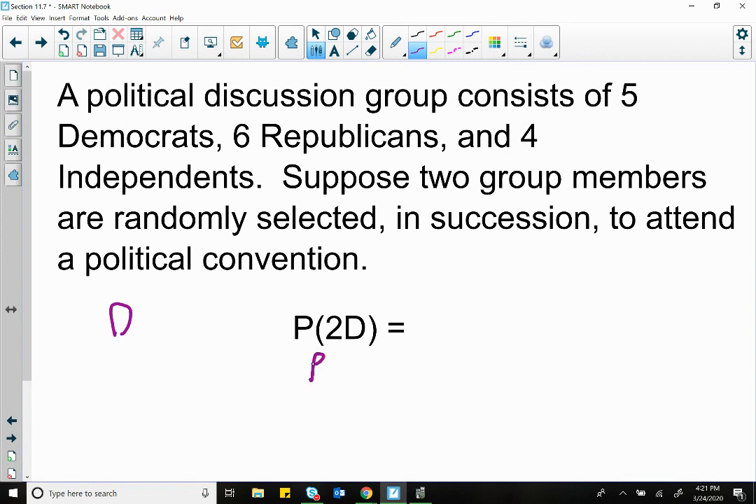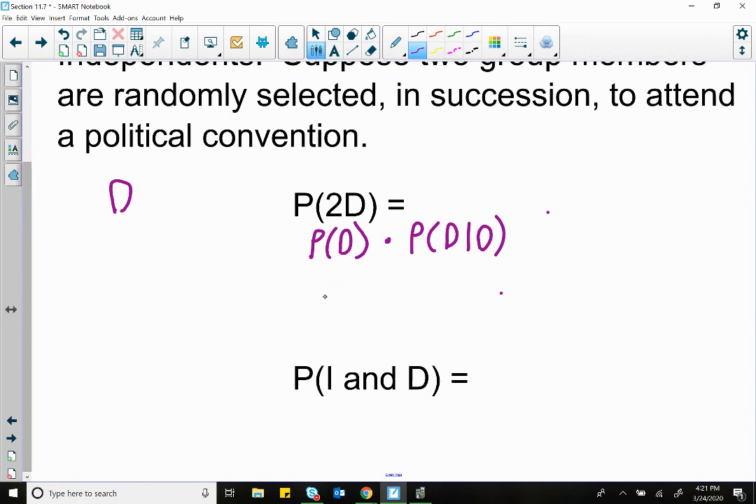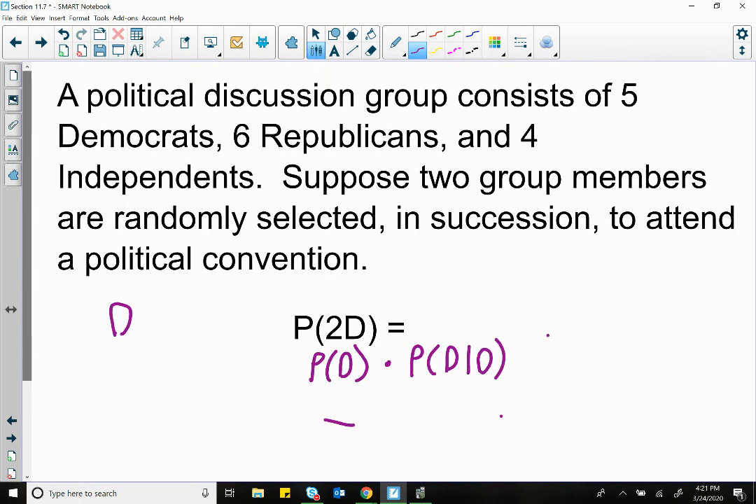So here, we want to find the probability that the first person I select is a Democrat, and then we're going to find the probability that the second person I select is a Democrat, given that I've already pulled the Democrat. Okay? Well, what is the first piece? Well, how many Democrats are there? There are 5 in this group. Out of how many total? Well, if you take 5 plus 6 plus 4, it gives you 15.